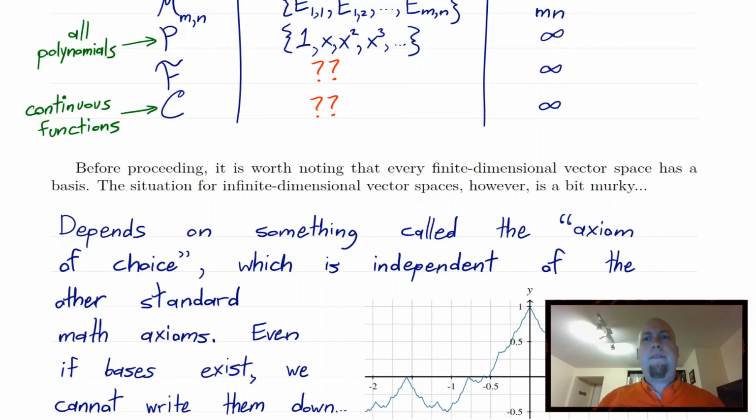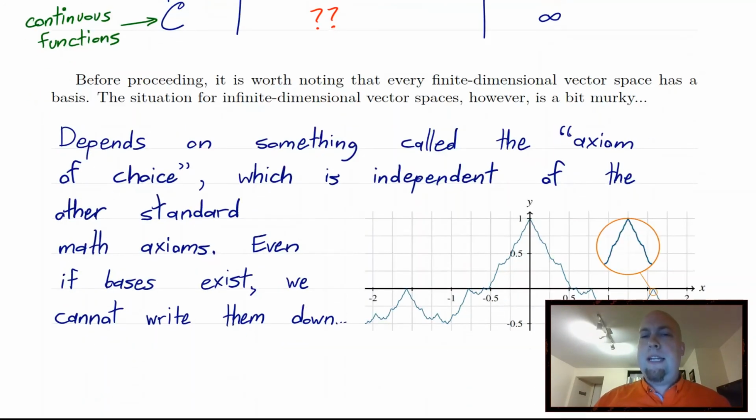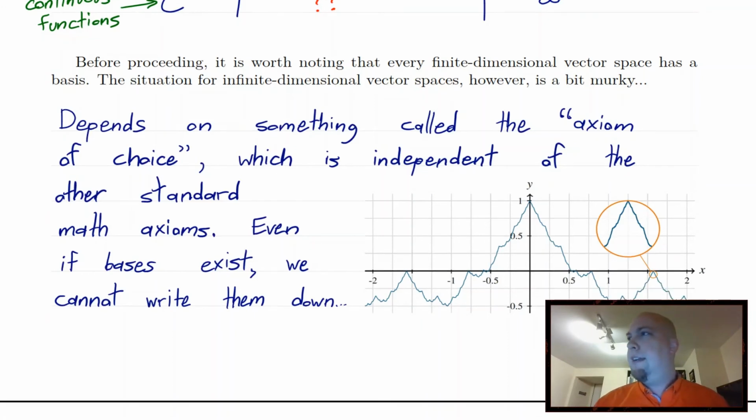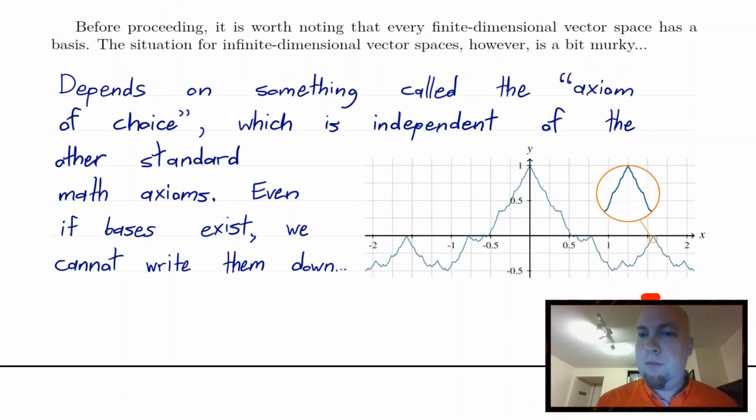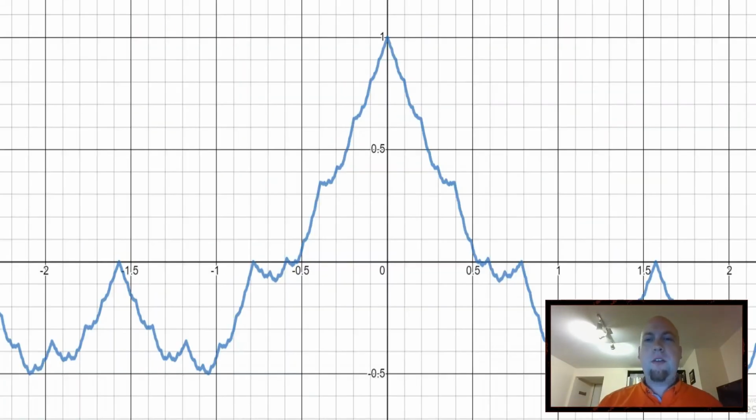You're still not going to have a basis. And the reason for that is there are a lot of really pathological continuous functions out there. And I've got a little picture of one down here. This is a picture of something called the Weierstrass function. Okay, and to show you what's weird about that, I'm going to go to a different window here. Okay, so this is a larger plot of the Weierstrass function.